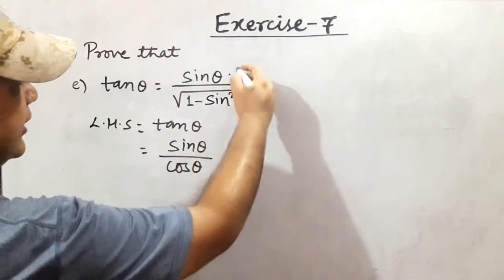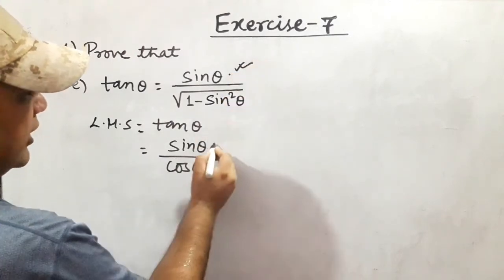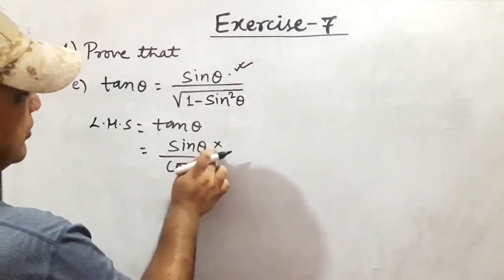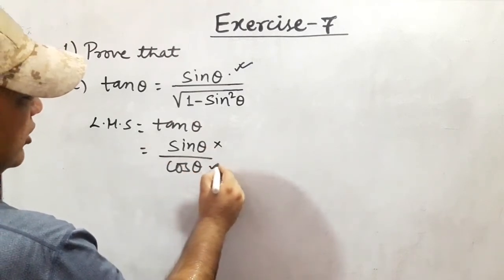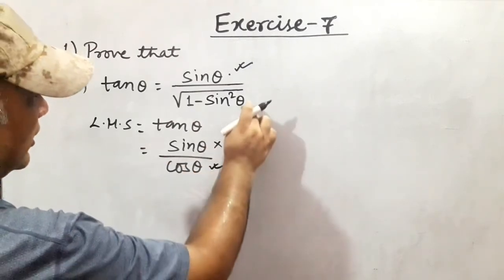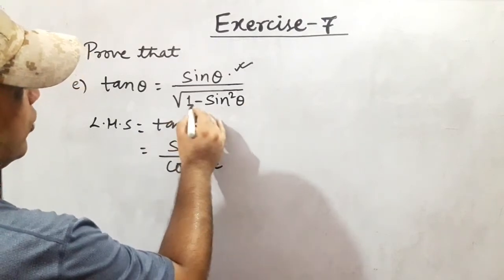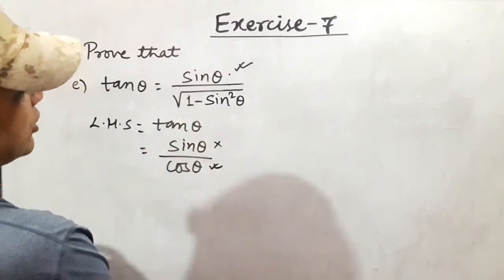On the right hand side, in the numerator there is sin theta. So let us not change the sin theta. Let's keep this as it is. But we have to change cos theta. Since in the denominator there is no cos theta, there is root under 1 minus sin square theta, so I have to change this cos theta.